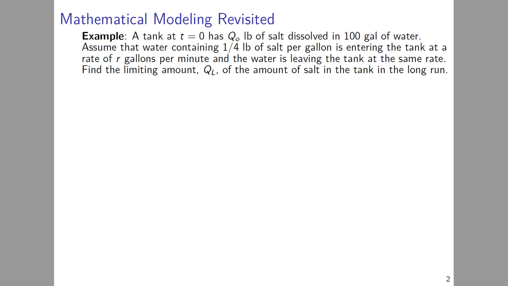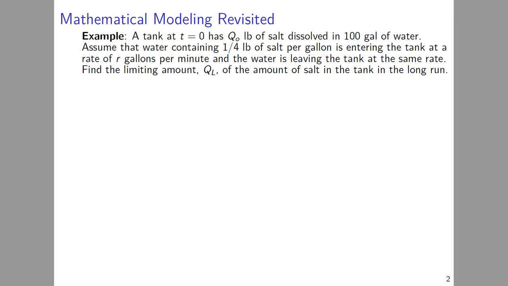Notice here that we have two parameters in this problem, Q0 and R. They are both fixed constants in this application, but we're not giving exact values to them. We're leaving them as parameters so we can vary them if we need.